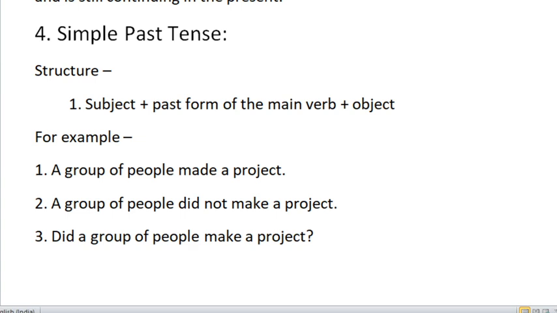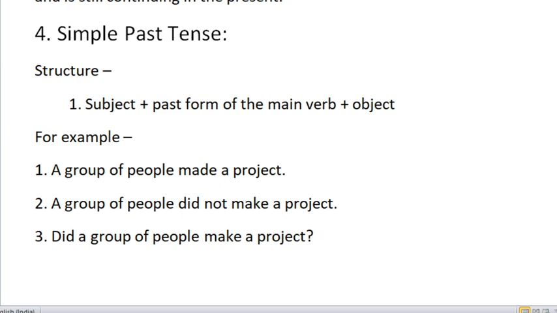Okay, and object. Usually we say V2, but it is wrong. It is the past form of the main verb. For our convenience, we say V2. Okay, but here the structure is subject plus past form of the main verb and object. For example, a group of people made a project. A group of people did not make a project. Here it is a negative sentence, and I have used the same sentence.